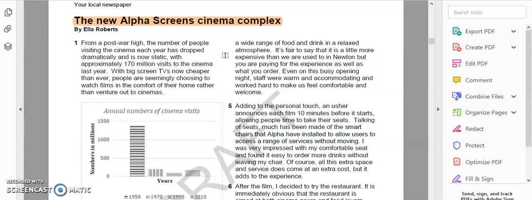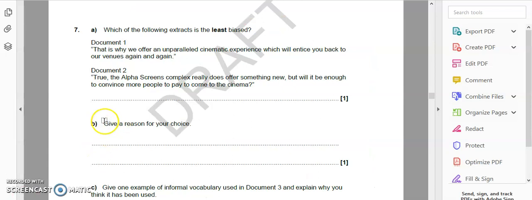So hopefully you got at least a few of those. On to the next question. So question 7 has given us 2 extracts, and this question is on bias. And you're going to get at least 1 question on bias in the text. We know that much. So what you need to do is think about which of these is the least biased. Now, if you remember from the section on bias, bias is where you are presenting one side of something, one thing over the other.